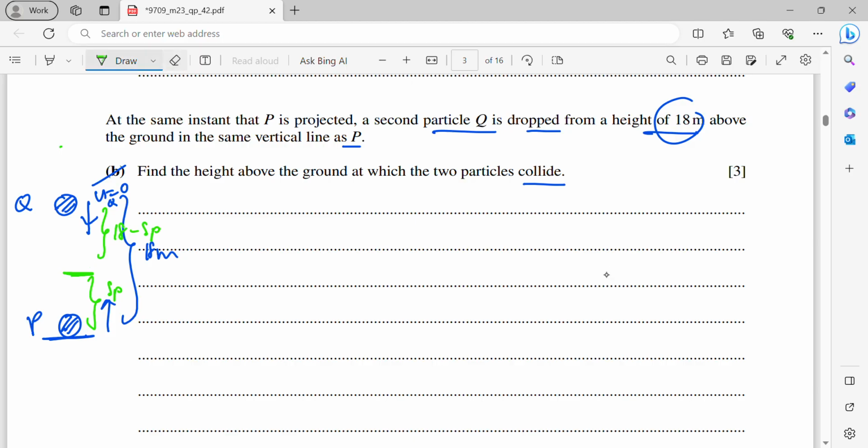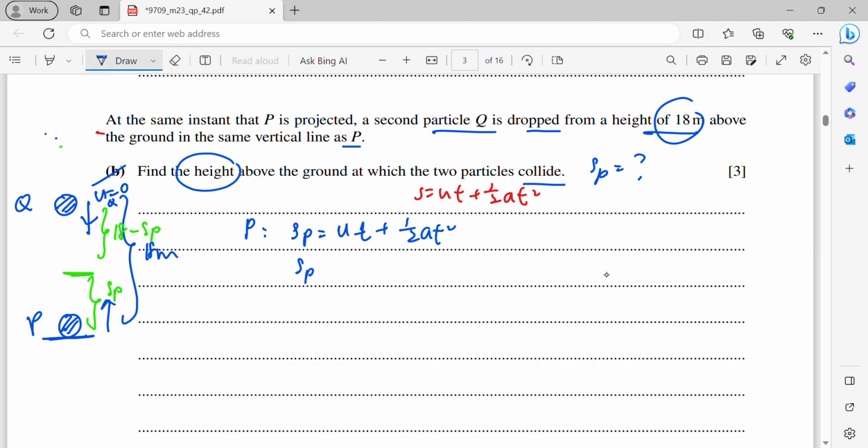Right? So from here, to solve this, you need to find what is the height above the ground, which means what is the SP. What is the SP? Okay, so from here, I will consider the two particles separately. For the P, my SP is UT plus half AT squared. I'm using this formula. S equals to UT plus half AT squared.